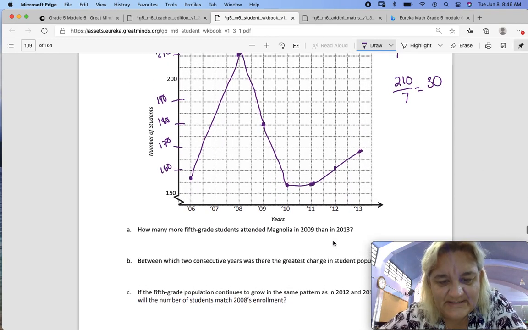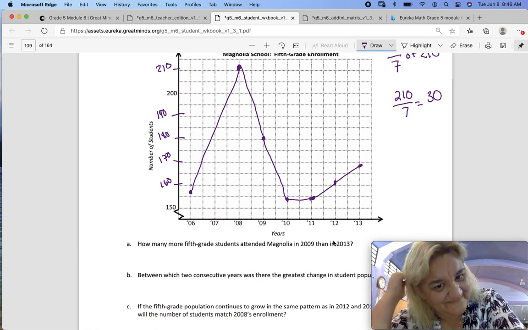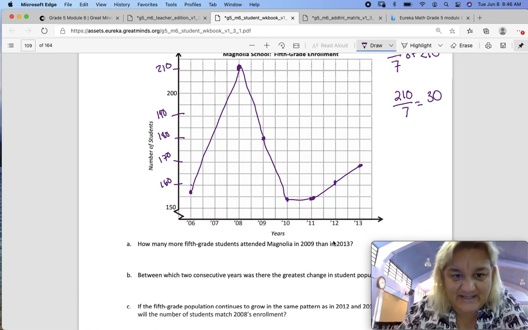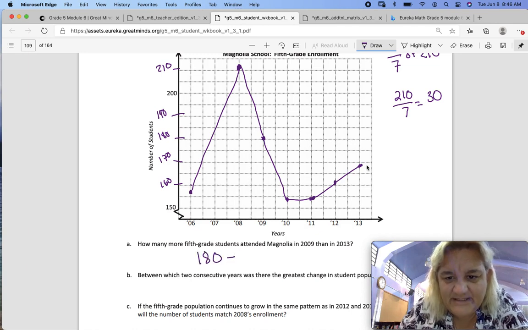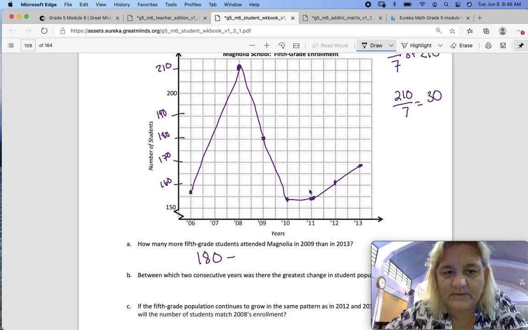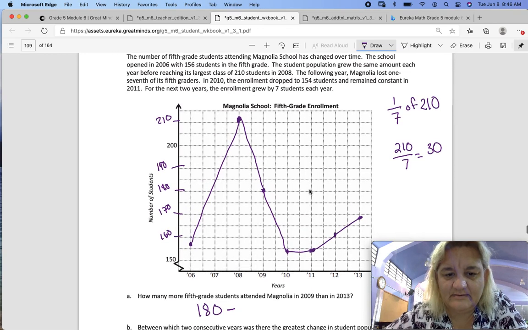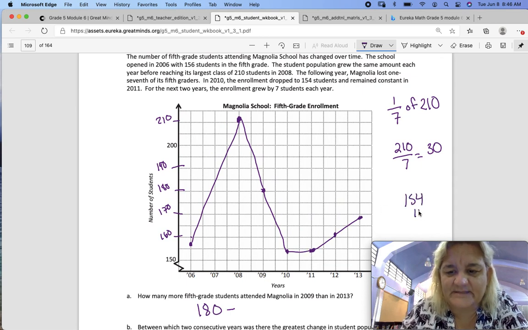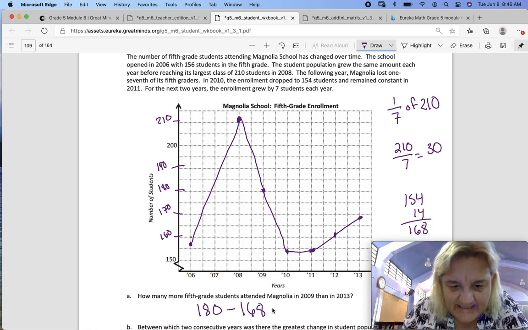How many more 5th grade students attended Magnolia in 2009 than in 2013? So in 2009, there were 180. And then 2013, there were, what did we just say? 169, is that right? Wait a minute, 154 plus 14, 168. Okay, so 180 minus 168 equals 12. 12 students.